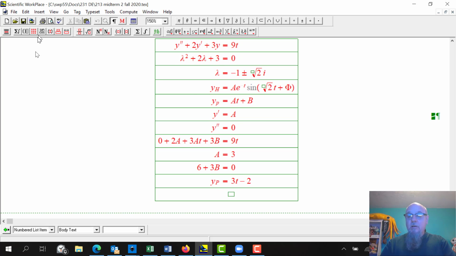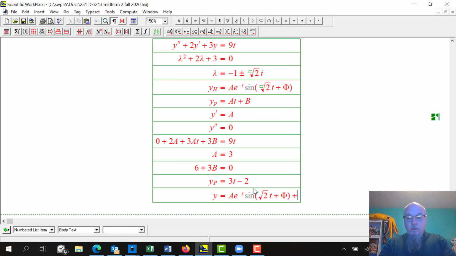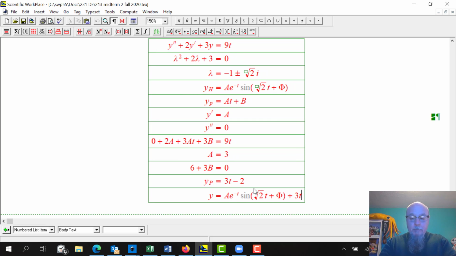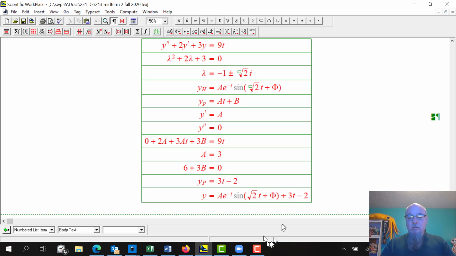Add them together for the complete solution. The general solution is equal to the homogeneous solution, which has the two constants in it, plus the particular solution. I don't have to find those two constants because there were no initial conditions given, so I'm done.